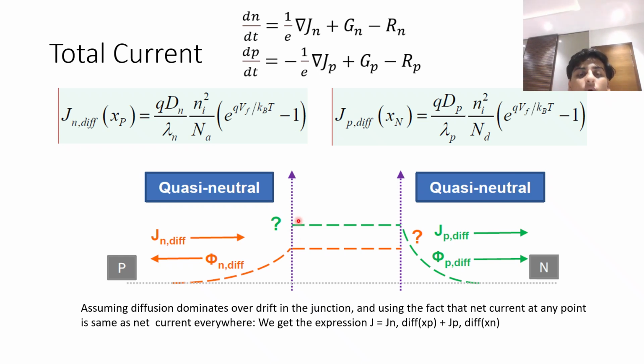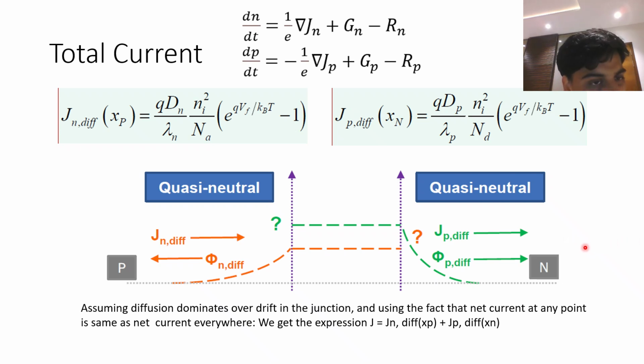And given that we know the net current at xp, we know the net current everywhere throughout the device, because the net current in the device is constant. I hope you are following that logic. If it got a bit confusing, I think I was clear enough, but it may just have been a bit fast, so you can maybe just rewatch this explanation.